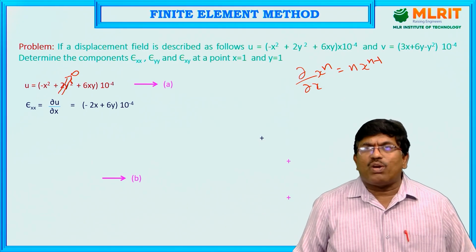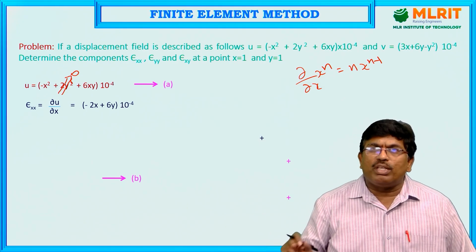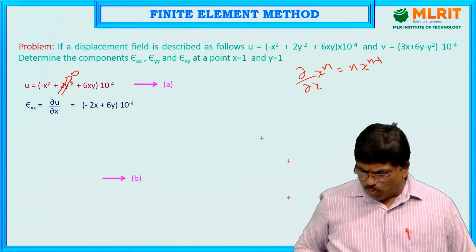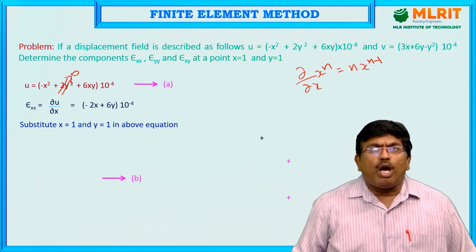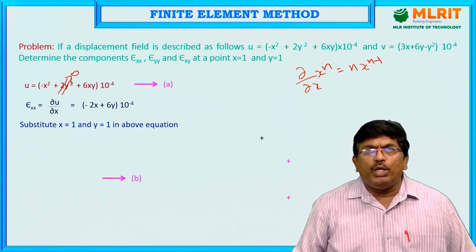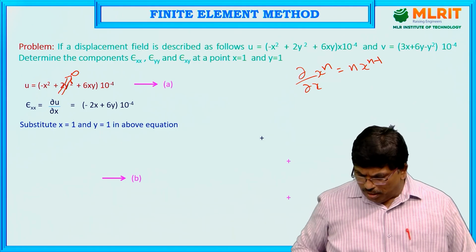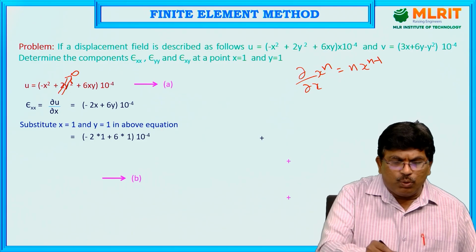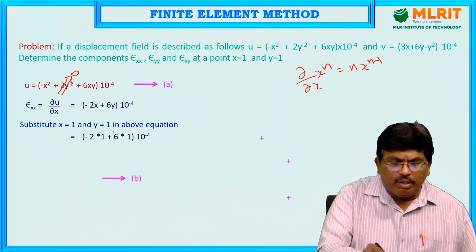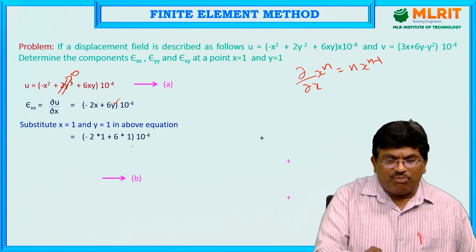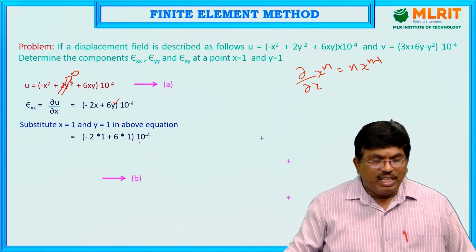And this is the strain in x direction, but it is also given that we need to calculate the strain at the point x equal to 1 and y equal to 1. So substitute x equal to 1 and y equal to 1 in the above equation. That means minus 2 into 1 plus 6 into 1, into 10 to the power of minus 4. You substitute the values: minus 2 into x equal to 1, and 6 into y equal to 1. So this equals 6 minus 2, that is 4 into 10 to the power of minus 4, which is the strain in x direction.